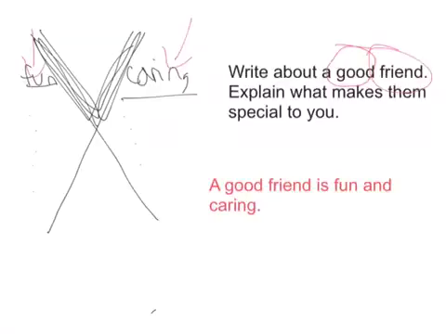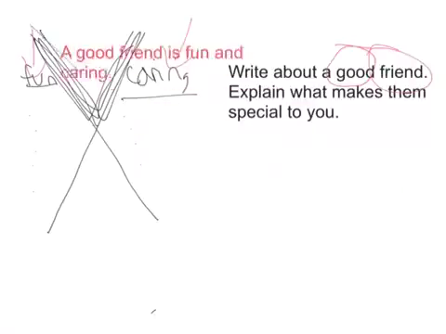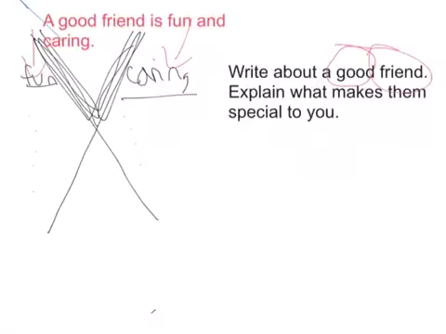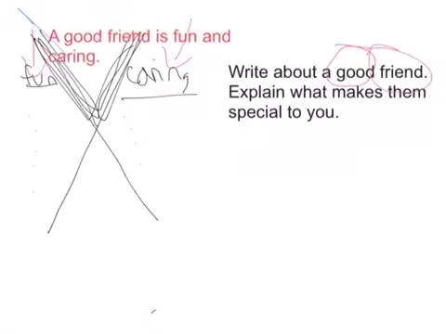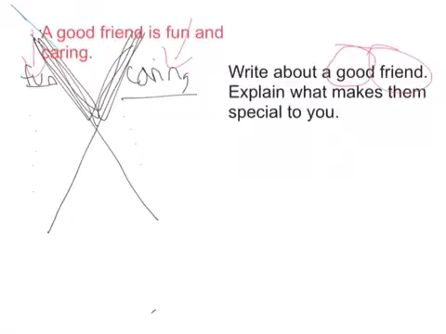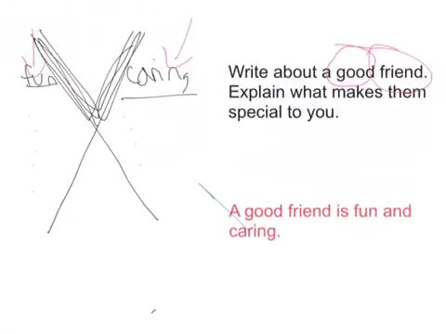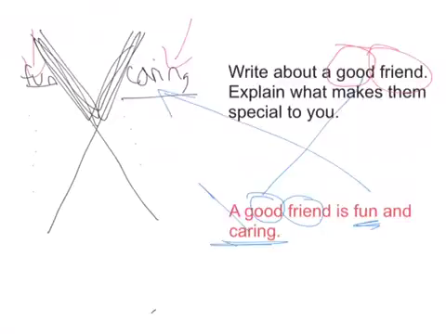So my sentence that I came up with, I said, a good friend is fun and caring. And I could actually move this up over to the, I'm trying to find the pointer. I can actually move this up to that top box here and write a good friend is fun and caring in the triangle spot here. Okay? Now, when I say good friend, I'm connecting good friend to my prompt, and fun and caring connect the reader to what I'm about to be writing about with my two reasons.